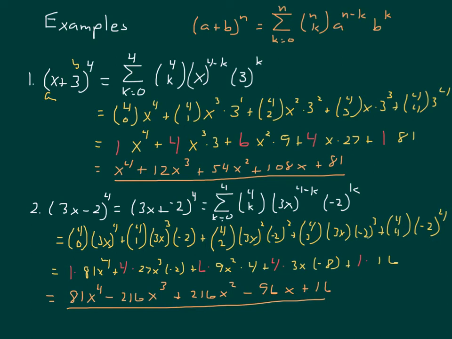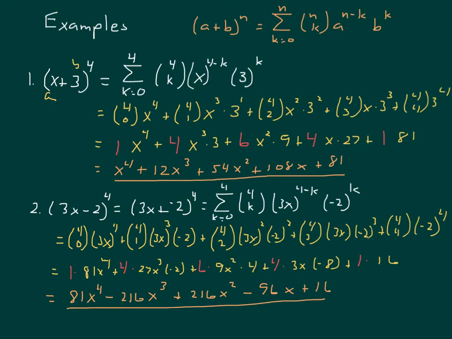Since both of these were to a power of 4, I already know the binomial coefficients are 1, 4, 6, 4, 1. So when I start simplifying it, the first one is going to be 1 times 81x^4, plus 4 times (3x)^3, which is 27x^3, times a negative 2, plus 4 choose 2, which is 6, times (3x)^2, which is 9x^2, times (-2)^2, which is a positive 4, plus 4 times 3x^1 times (-2)^3, which is negative 8, plus 1 times (-2)^4, which is a positive 16.